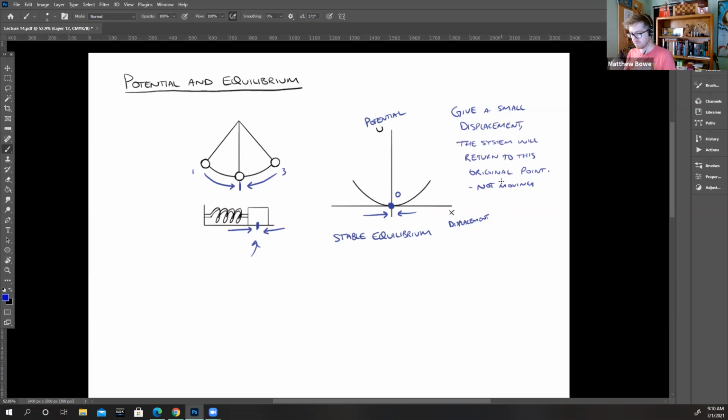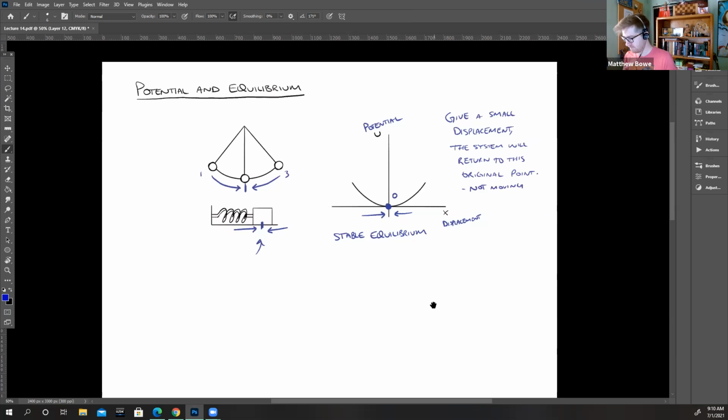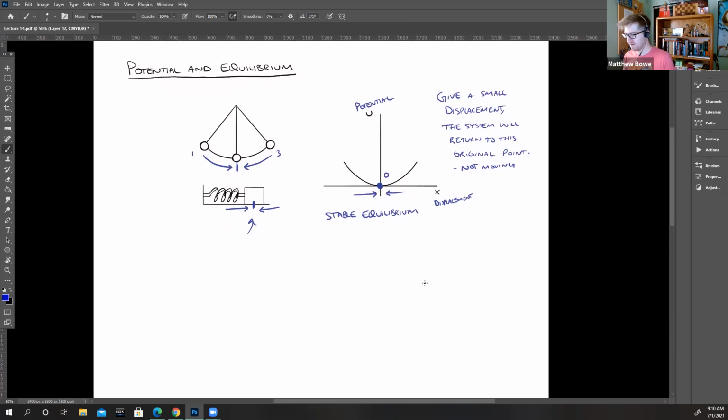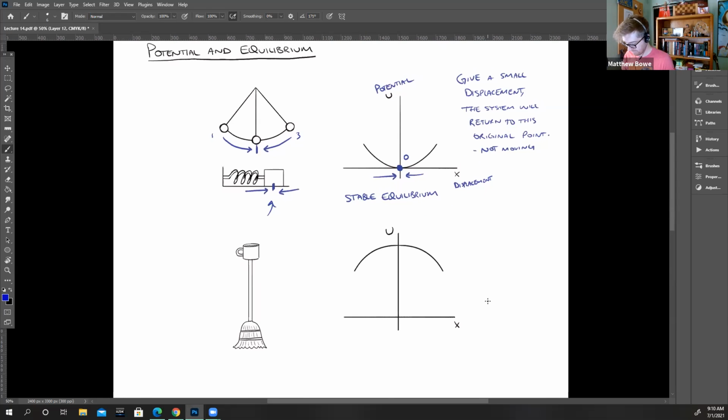So if I balance something, it's also not moving. This is a sort of technical equilibrium. It is an equilibrium, but it's an unstable equilibrium. So if I balance a coffee cup full of coffee on top of a broom and I just leave the room, this system is not moving. It's in an equilibrium state, but it's unstable.